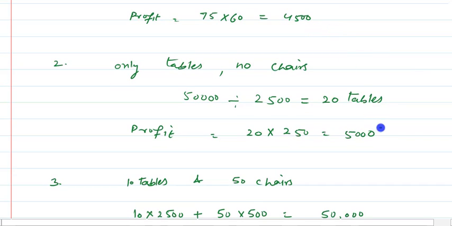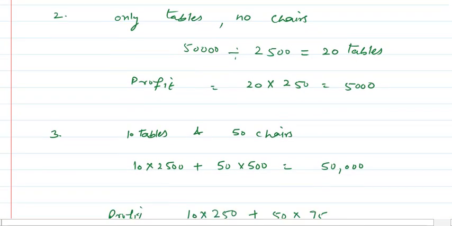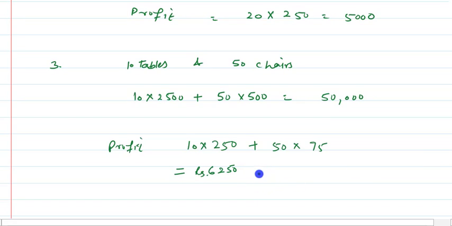So if we are discussing these three cases, we are finding out that in the first case he is getting a profit of 4,500. In the second case he is getting a profit of rupees 5,000. In the third case he is getting a profit of rupees 6,250. So out of these three cases he is getting maximum profit in the case when he is purchasing 10 tables and 50 chairs. There may be more ways in which he can invest the amount.